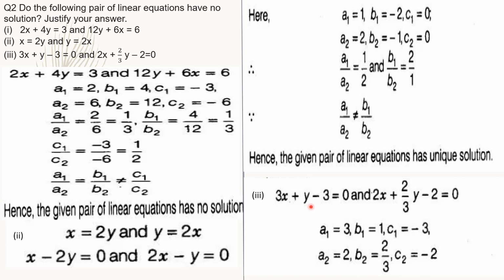3x plus y minus 3 equals 0, and 2x plus 2 by 3 y minus 2 equals 0. These are a pair of linear equations in two variables. First of all, try to find the values of the coefficients. Here the value of a1 is 3, b1 is 1, and the constant term c1 is minus 3. Similarly, a2 is 2, b2 is 2 upon 3, and c2 is minus 2.